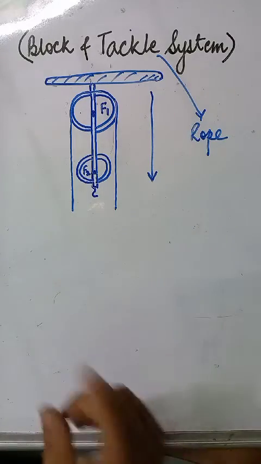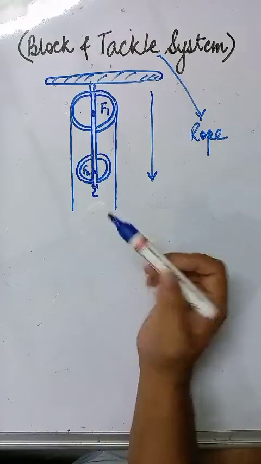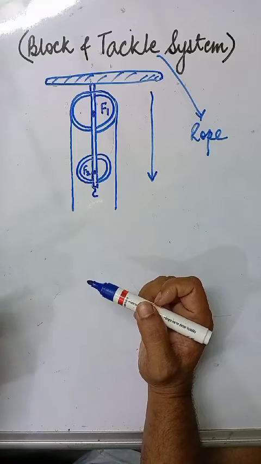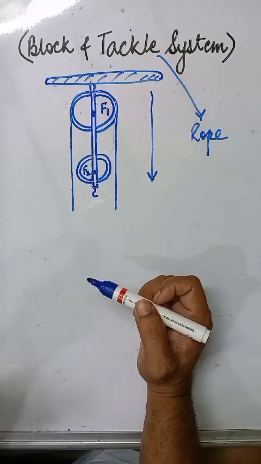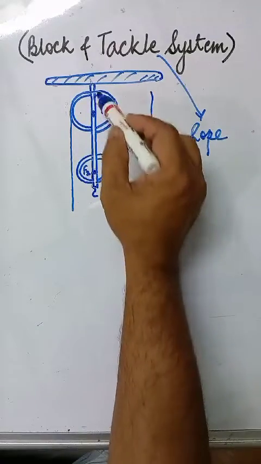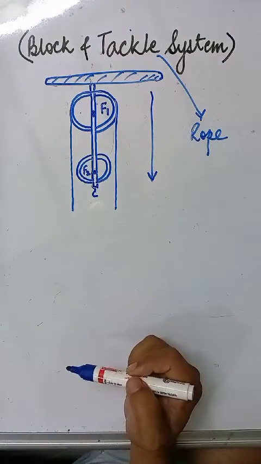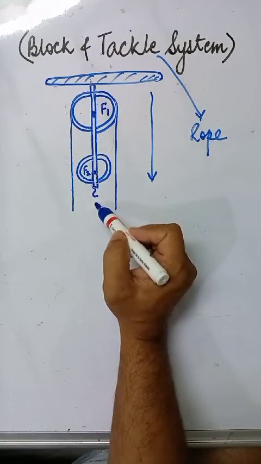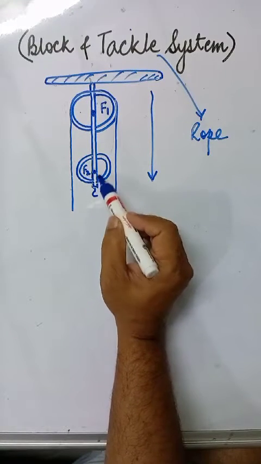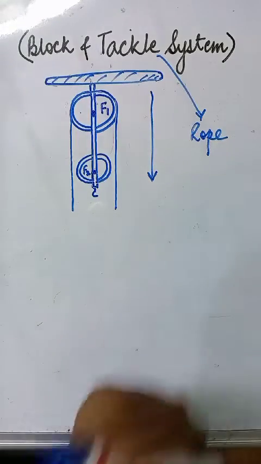So the first rule that you should always keep in mind while drawing a block and tackle system is that you can be asked to draw it with so many pulleys in the top block, so many pulleys in the bottom block, and so on. You must be careful that when you come down from the top area, the size of the pulley should keep reducing. Imagine that if there was a third pulley also in this same block, then that third pulley would have been even smaller than this second pulley. That is how the idea goes.